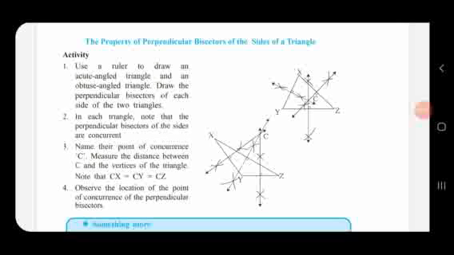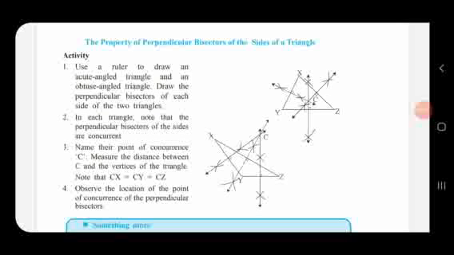If you will observe the point of concurrence for each of these triangles, for acute angle, point of concurrence lies in the interior of the triangle. For obtuse angle triangle, point of concurrence lies in the exterior of the triangle. And for right angle triangle, point of concurrence lies exactly on the hypotenuse of the triangle. This is the property of perpendicular bisectors of sides of triangle.